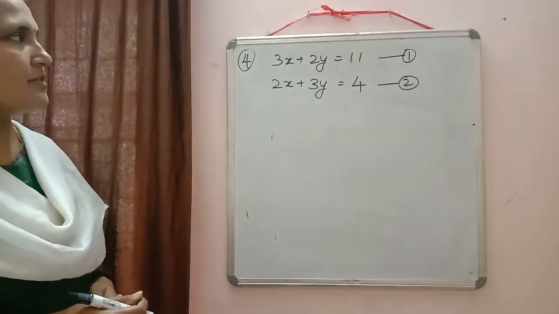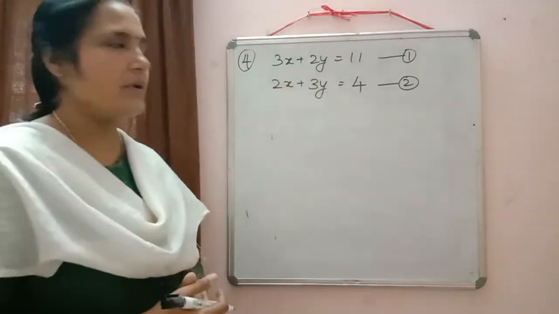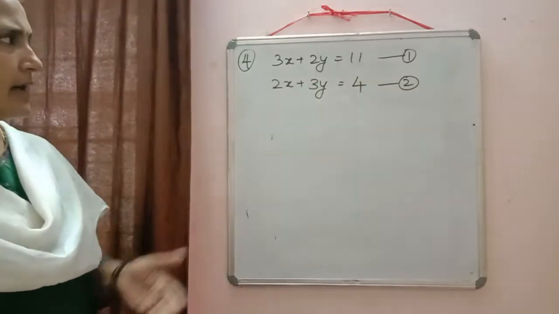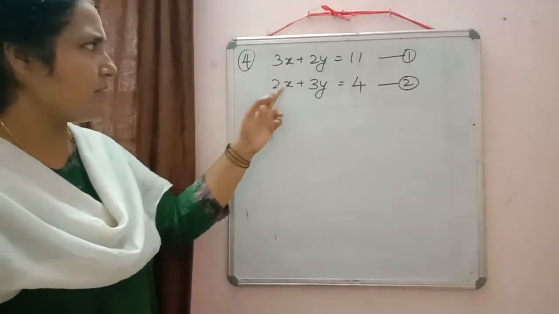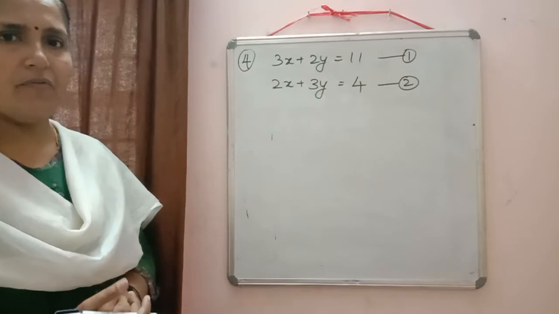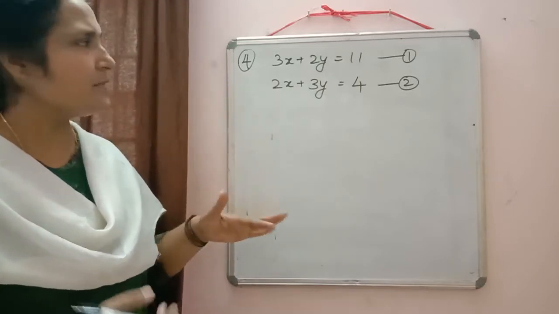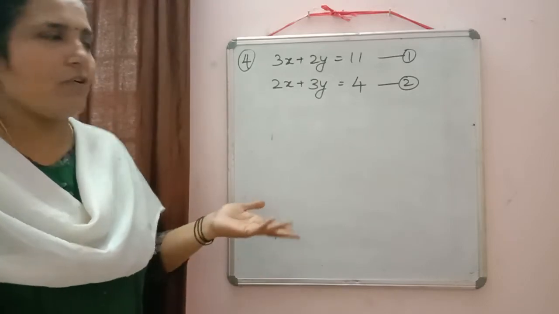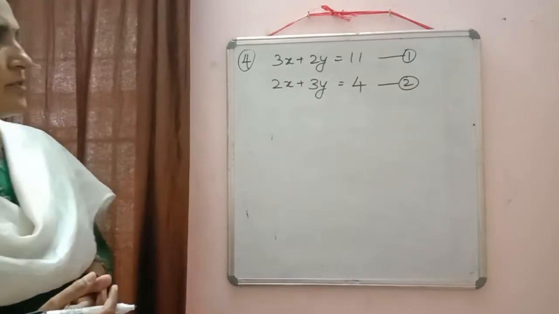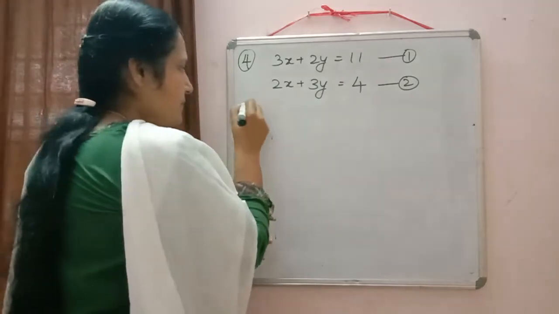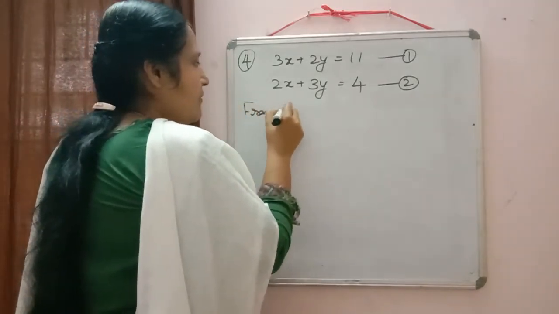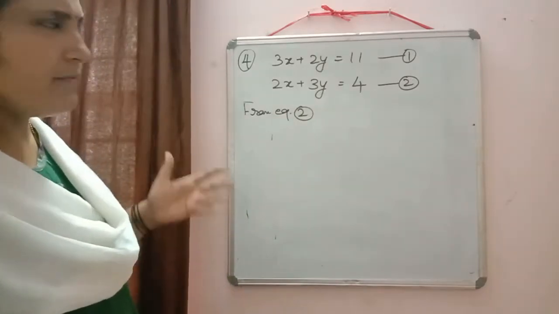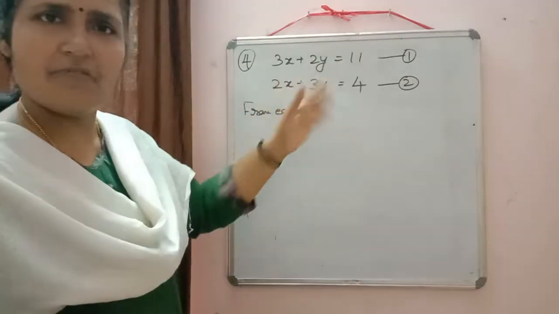So here the next question: 3x plus 2y is equal to 11 and 2x plus 3y is equal to 4. Again here also, the coefficient of x or y, nothing is equal to 1. So whatever you substitute, a fraction will come. So it depends on us, whichever one we want, we can do. So suppose from equation 2, from equation 2, what can we do? Yes, we can rewrite x in terms of y.